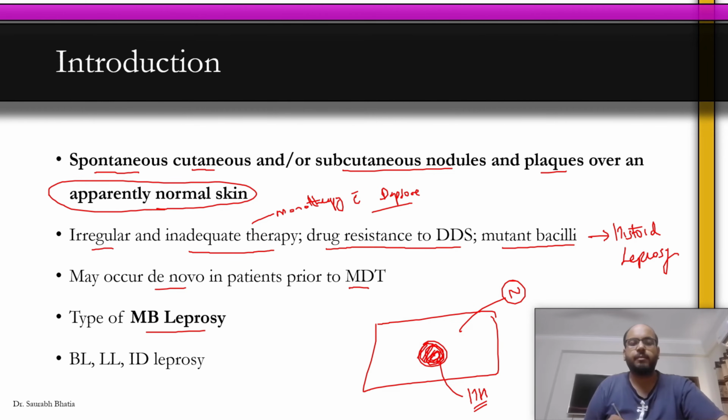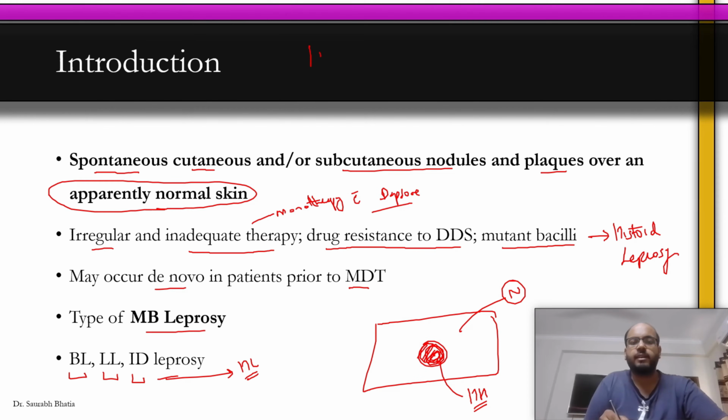Histoid leprosy comes in the bracket of multibacillary leprosy, that means towards the lepromatous pole, in which the body has a large number of Mycobacterium leprae. It is also seen as a presentation in borderline leprosy, lepromatous leprosy, and even indeterminate leprosy can lead to histoid leprosy.